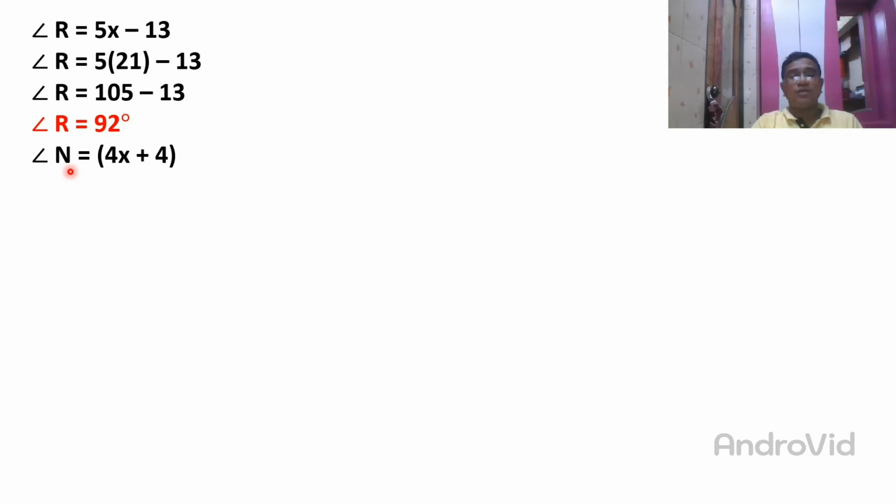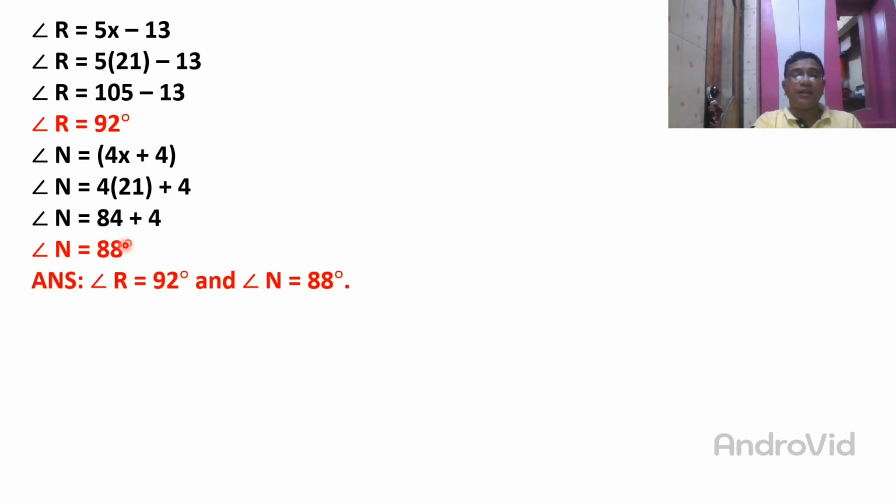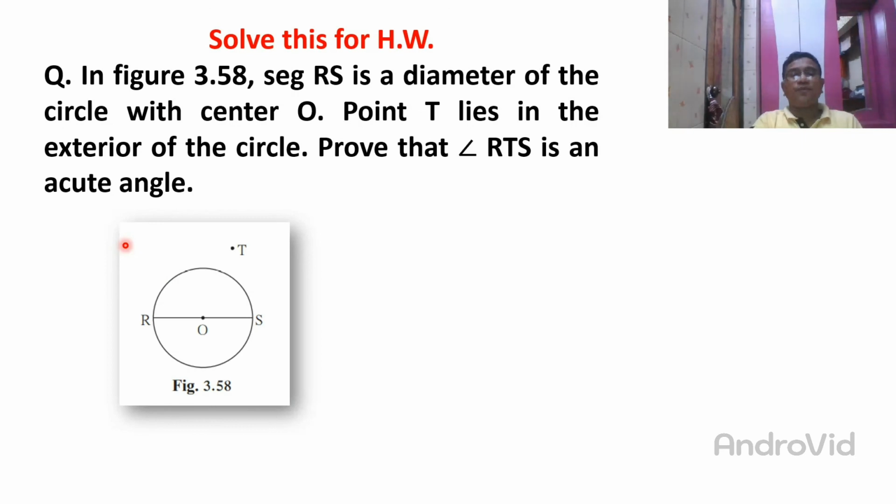Then angle N is equal to 4x plus 4. Angle N is equal to 4x plus 4. So 4 remains as it is, x is 21, plus 4. 4 ones are 4, 4 twos are 8, so 84 plus 4, which is 88. So angle N is equal to 88 degrees. In such a way we can find that.